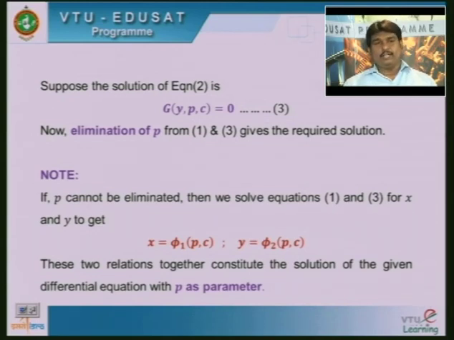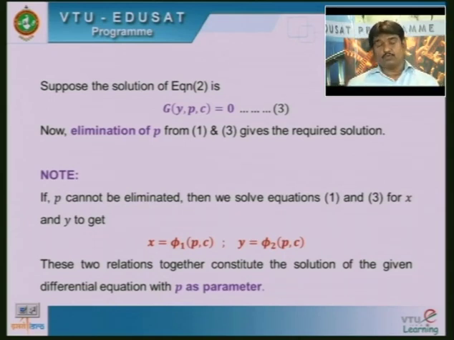So basically you have to eliminate p from the given equation, as well as from the equation obtained after differentiating with respect to y. In all cases p cannot be eliminated easily, so what we do is we express x in terms of p and c, and y in terms of p and c. Then x equals to some function of p and c, y equals to some function of p and c serves as the general solution of the differential equation, which is in parametric form, where p is treated as a parameter. I will explain that through an example.